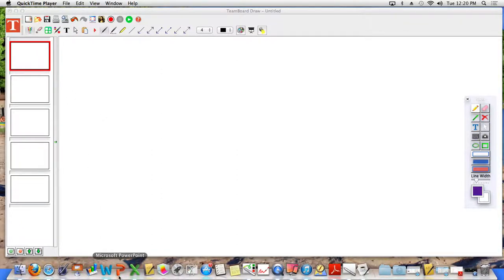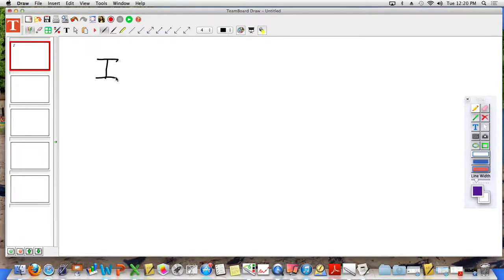All right, let's get started. Please label your notes interval notation.